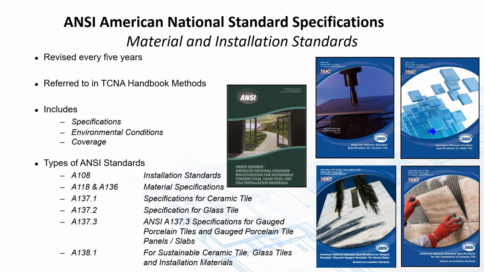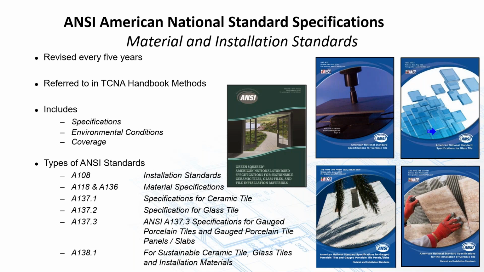A137.1, the specification for ceramic tile. A137.2, the specification for glass tile. A137.3, the standard for gauge porcelain tiles and gauge porcelain tile panels/slabs. Why does it say panels/slabs? Because that is consensus, folks. This is exactly what I'm talking about, an industry consensus committee.